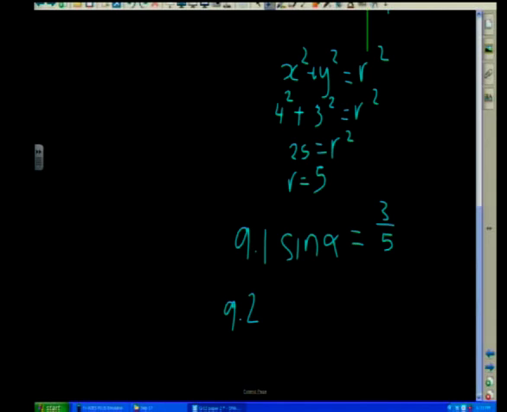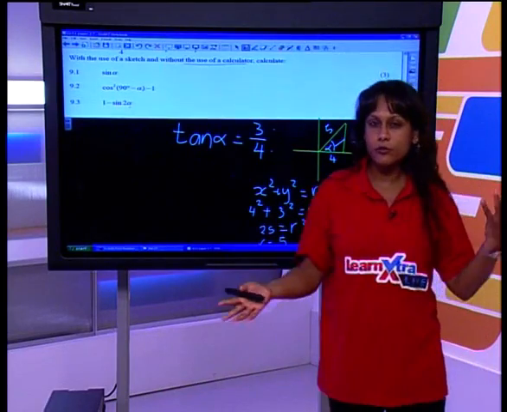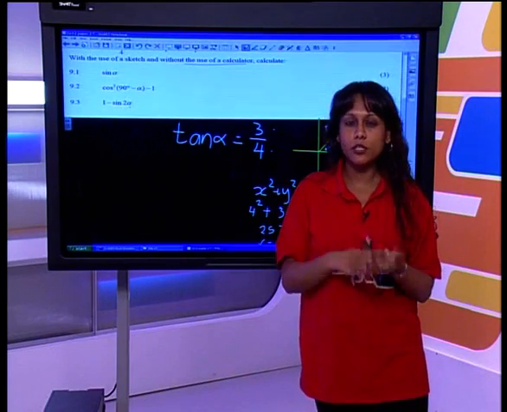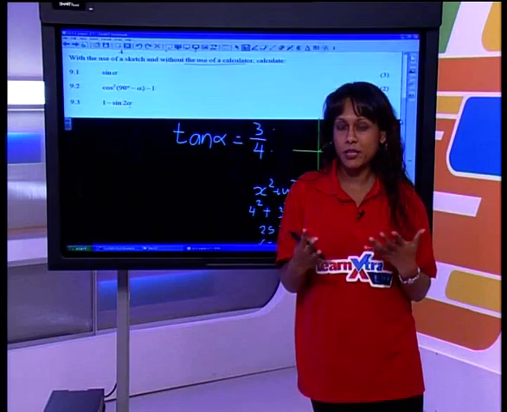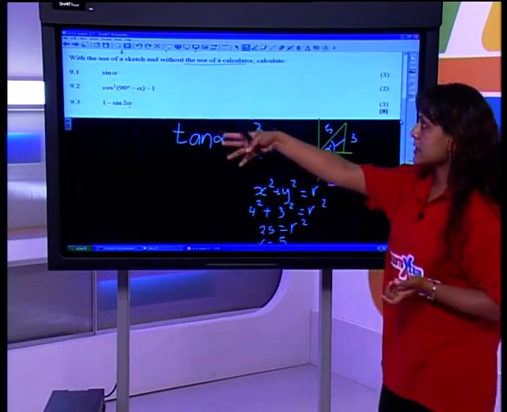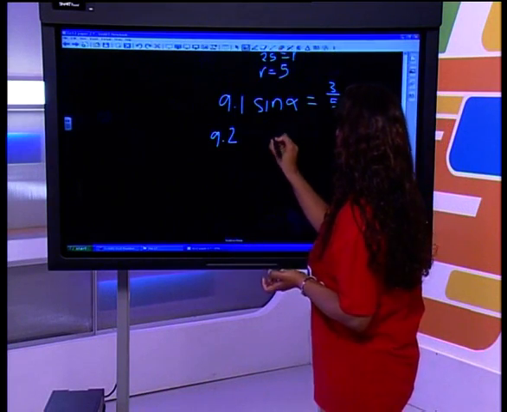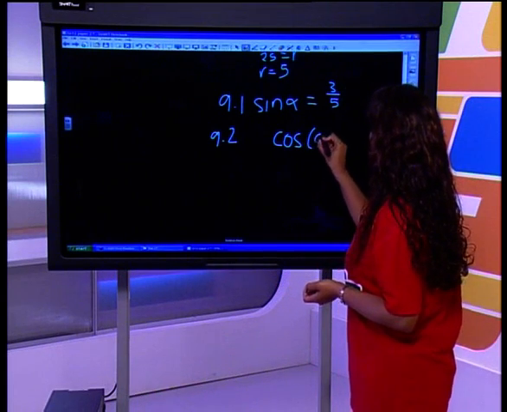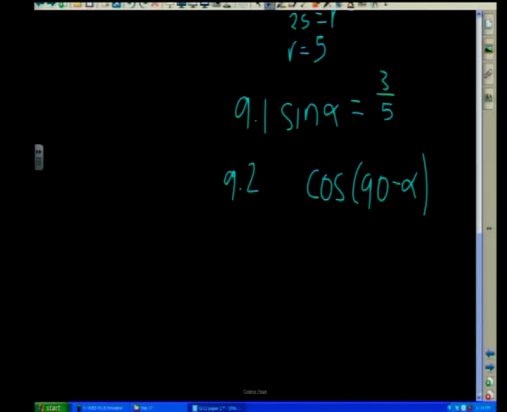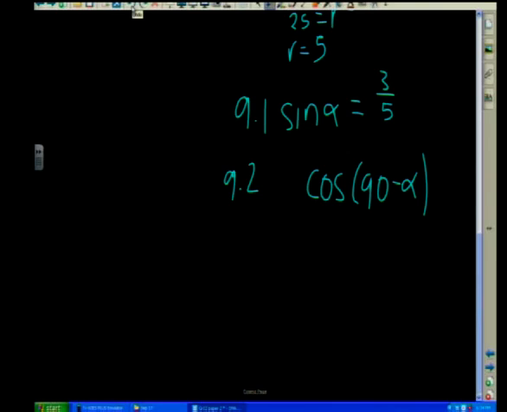The next one requires a little bit more working out. Here they say cos squared of 90 minus alpha, minus 1. Now guys, it's so important, and I keep reiterating over and over again, that you need to know all of your grade 11 work for grade 12, and it comes up time and time again in trigonometry. You need to remember your co-functions. Cos of 90 minus is sine. That's from your co-ratios. So cos of 90 minus alpha will just be, drop the CO and you'll be left with S.